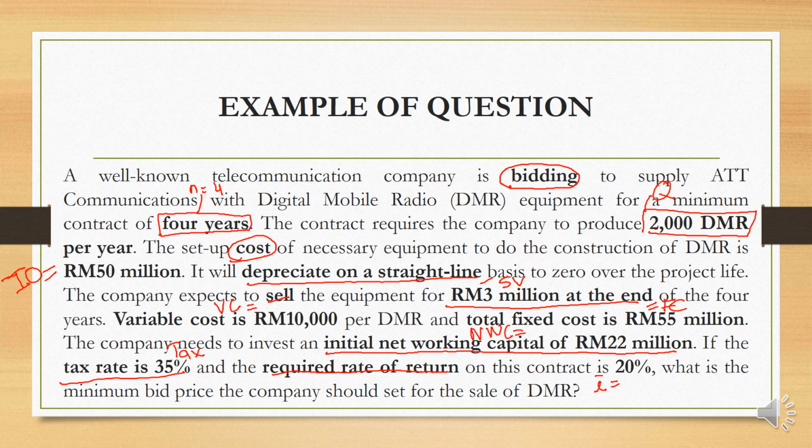So based on the information, the question is what is the minimum bid price the company should set for the sales of DMR? The question asks you to calculate the minimum price that the company should sell at to make sure that they are able to generate profit by selling at the price.